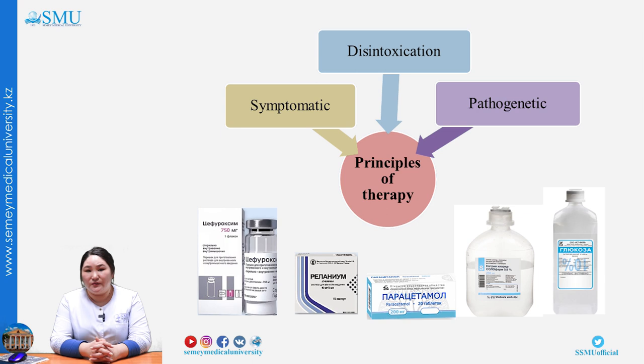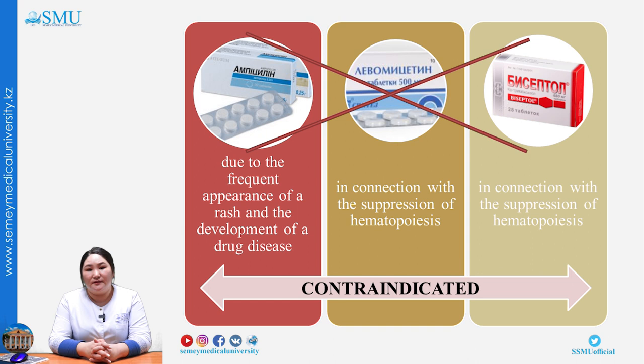According to this, we need to use antibiotics, but we must not use any antibiotics which contain ampicillin. It's contraindicated. Mostly we use azithromycin, 10 mg per kg once a day for 3 days, or cefuroxime at a dose of 80 mg per kg intramuscularly. Pay attention that drugs containing ampicillin are contraindicated because they can cause drug disease and allergic reaction and give us rashes. And levomycetin and others shouldn't be used too.